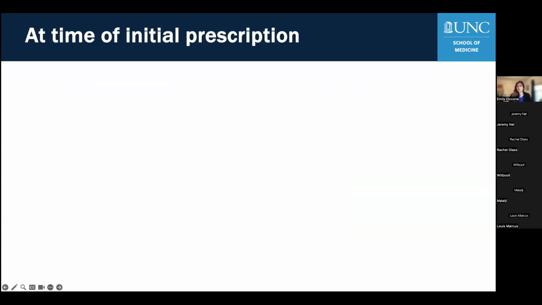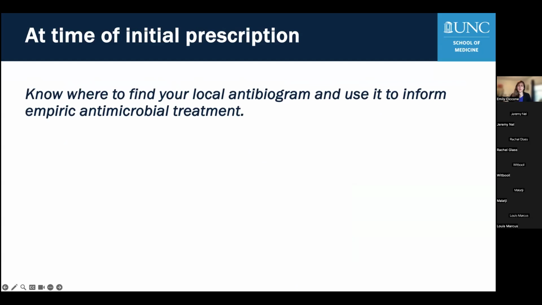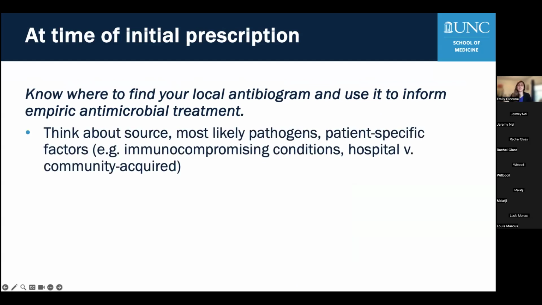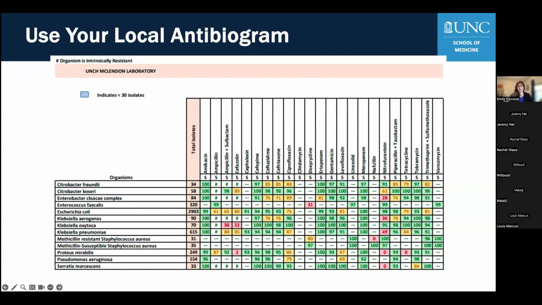And then at the time of initial prescription, there are lots of cool resources to kind of help inform empiric treatments. So I think the local antibiogram is a really great way of considering your empiric antimicrobial treatment. And I'm sure all of your institutions have something similar. It allows you to think about the source, the most likely pathogens, patient-specific factors, like are they in the hospital? Is this a community-acquired pathogen, which may have a different susceptibility pattern? And this is what our antibiogram looks like at UNC for urinary isolates in the community.